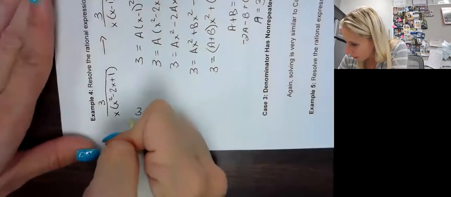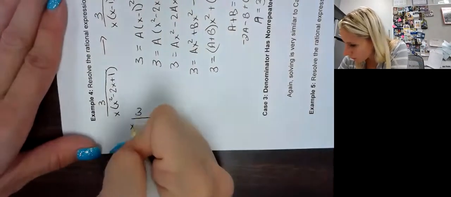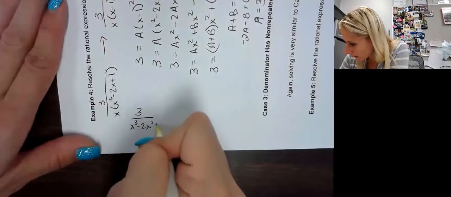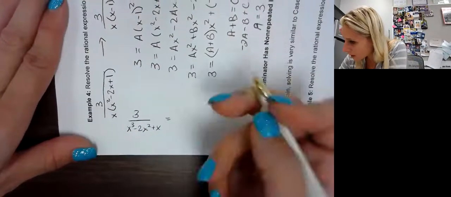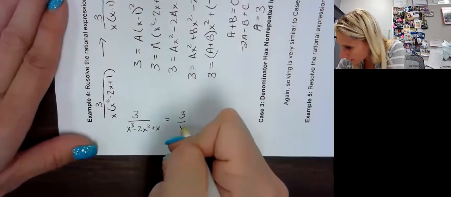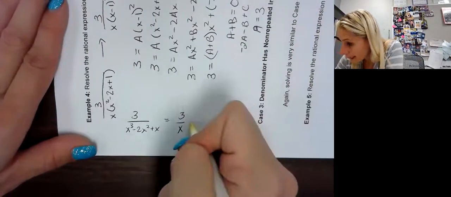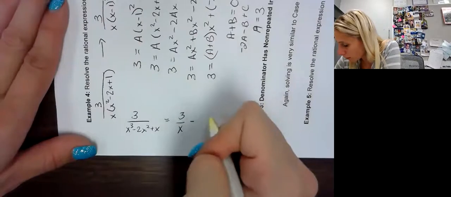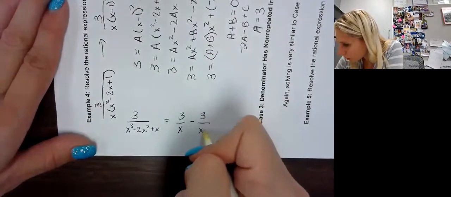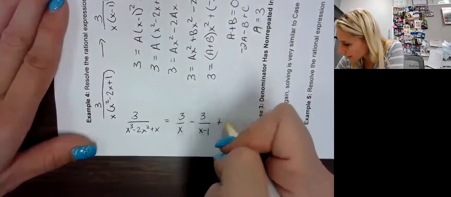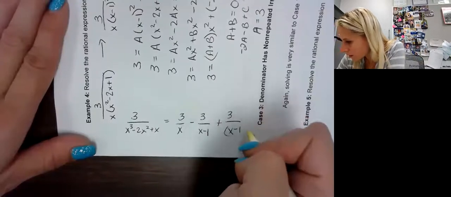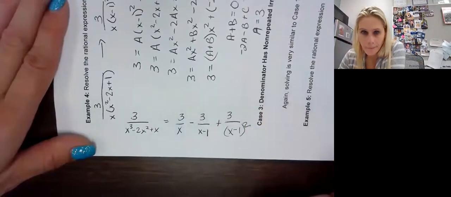So we get 3 over, let's write the original problem down, which was x cubed minus 2x squared plus x. Now, what did we get? We got a is over x, so 3 over x. We can say minus since it's a negative 3. That's our b over the x minus 1. And then our c over the x minus 1 squared. Yay!